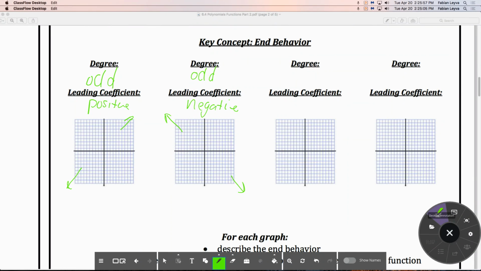And you'll notice that the same thing happens with even degrees. You know that they're even, so they're going to be in an even race. They're both going to end up going up. That's specifically when you have a positive coefficient. But if you have an even degree with a negative coefficient, what's going to happen with those end behaviors? They're going to go what? They're both going to be going still in the same direction, but this time down.